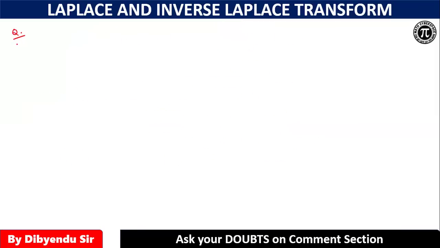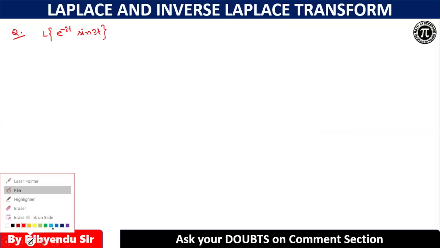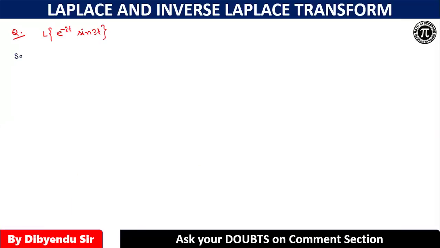Question: find the Laplace transform of e to the power minus 2t into sine 3t. You have to find the Laplace transform of this function. Obviously you can see the exponential, e to the power minus 2t, multiplied by the function sine 3t. Yes or no? That means here f of t is equal to sine 3t. Clear?